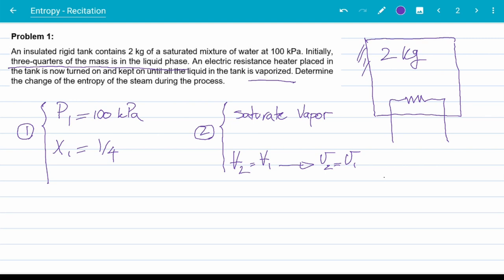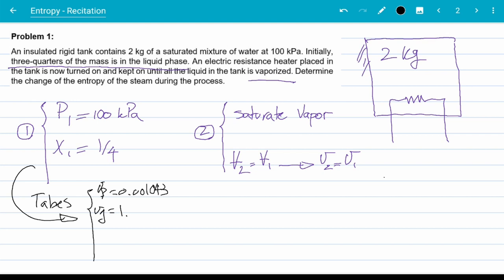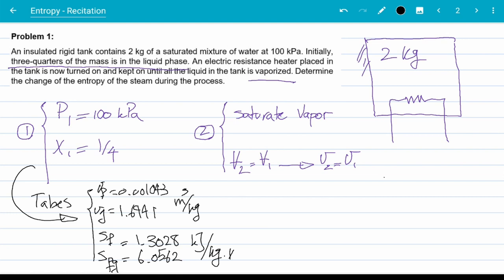So, let's check the tables. Now, because the problem is in saturated mixture, I'll go to the saturated tables. I need to find the specific volume initially. So, specific volume of saturated liquid is needed. Specific volume of saturated steam at 100 kilopascals is also needed. Both of them are in meters cubed per kilogram. I also need the entropy of saturated liquid and s_fg, the difference between the entropy of saturated vapor and entropy of saturated liquid. Both entropies are in kilojoules per kilogram Kelvin.